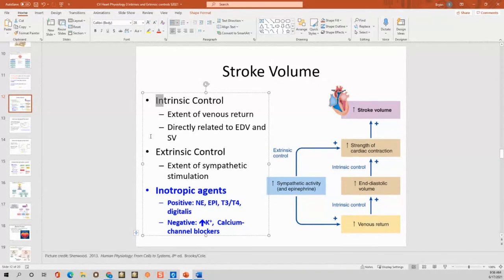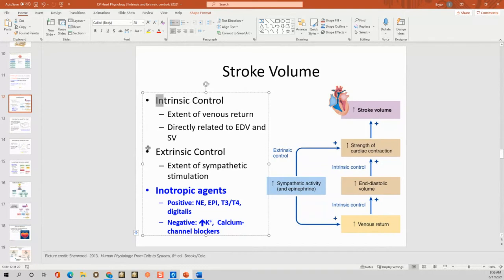Through the rest of the semester, you're going to be learning intrinsic and extrinsic controls of your heart, intrinsic and extrinsic controls of blood pressure, of respiration, of kidney function, and of the digestive system. So please, you must understand these terms.